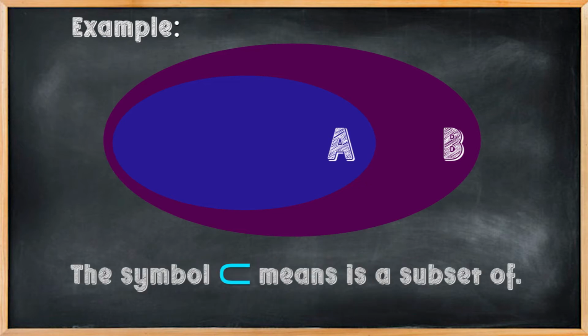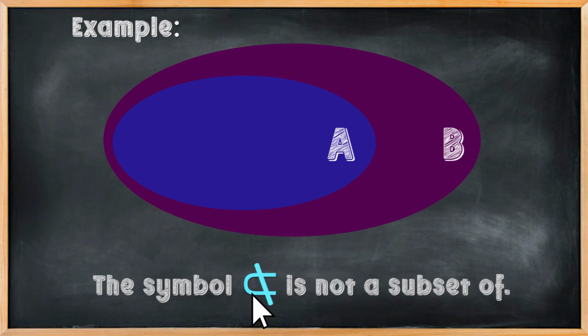The symbol for subset is shown here. This symbol means is a subset of. The other symbol means is not a subset of. Again, this symbol means is not a subset of.